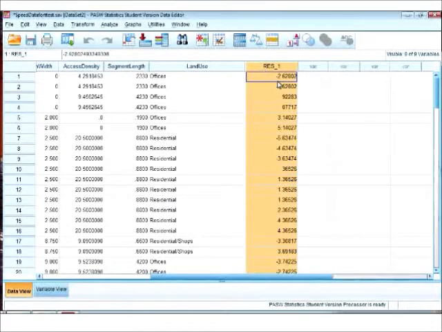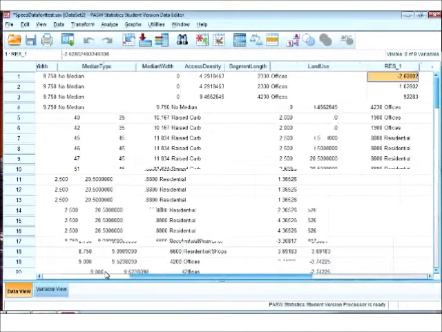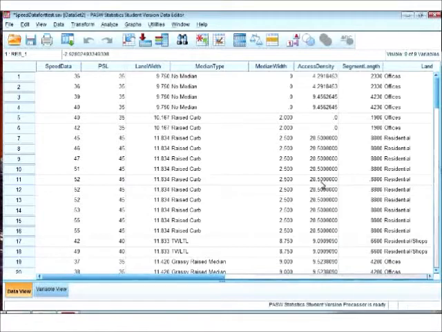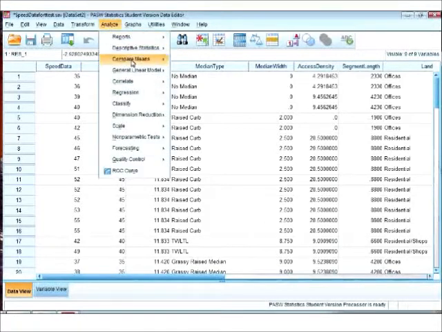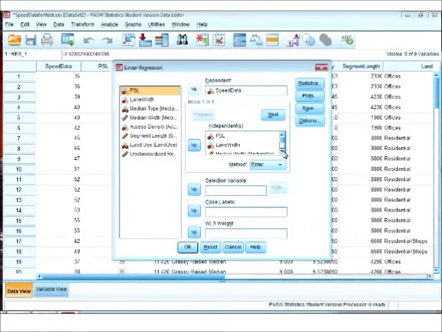Okay, and let's go here and see. You see these residuals that SPSS computed. Now this is the difference. Minus 2.62 is the difference between the value of y that we estimated using our model and the observed y. So these are residuals. That is how we use our SPSS tool to develop a regression model.